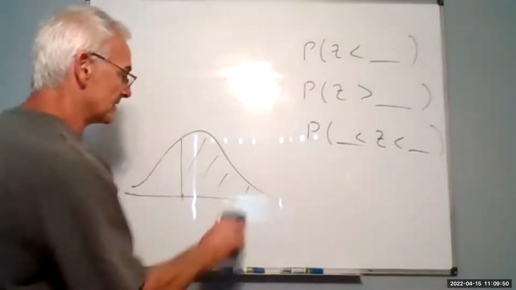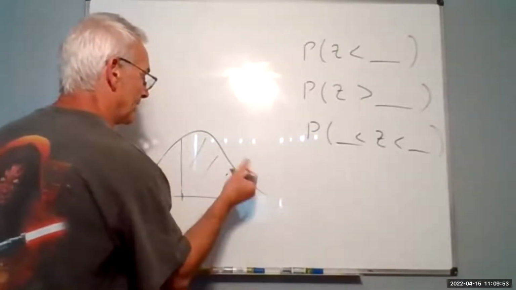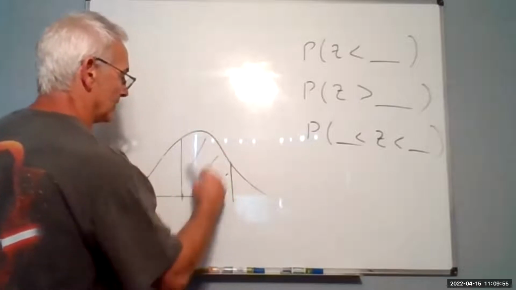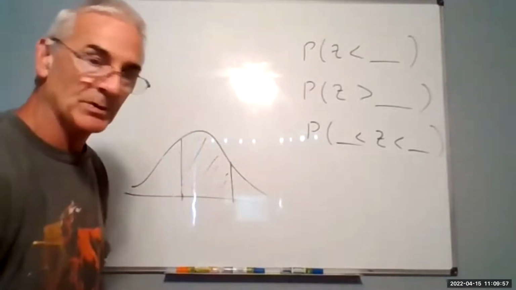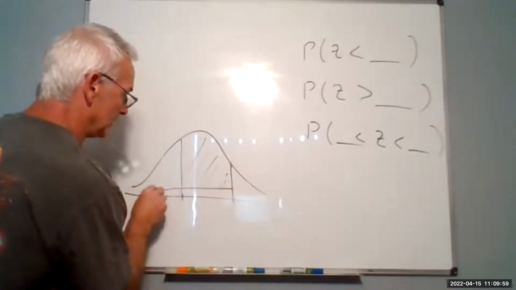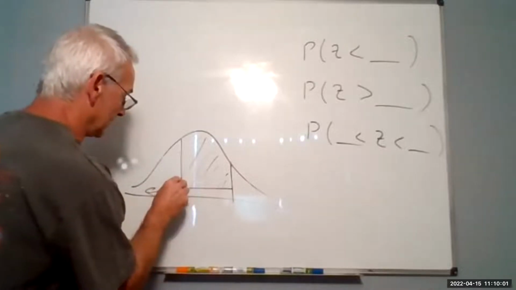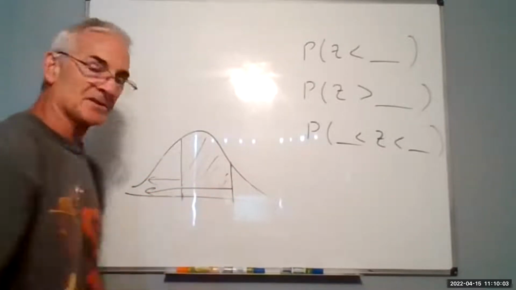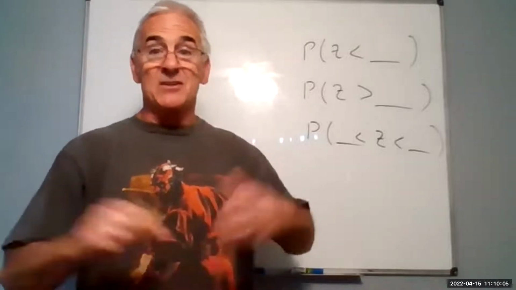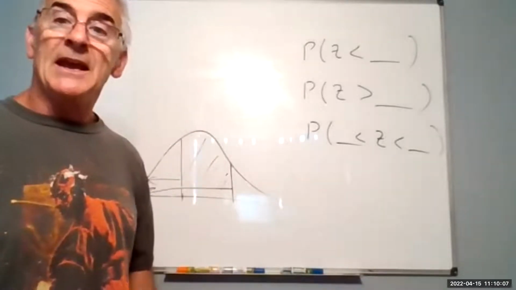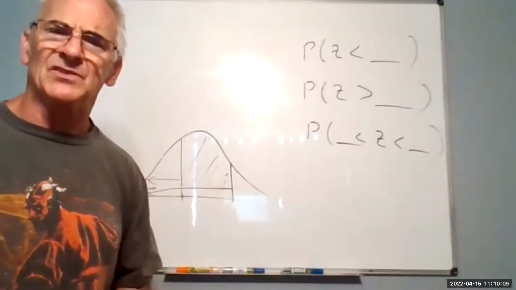And in the third case, we want the between. We want everything between here and here. So we take the bigger probability and subtract the smaller probability, and that gives us the probability between. There's not another version of the question, and most of you found that pretty simple.